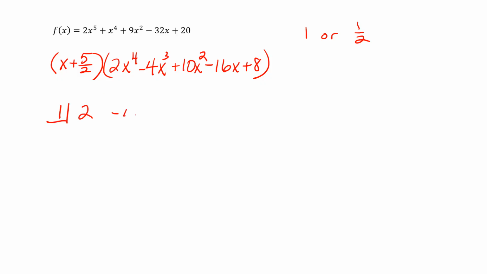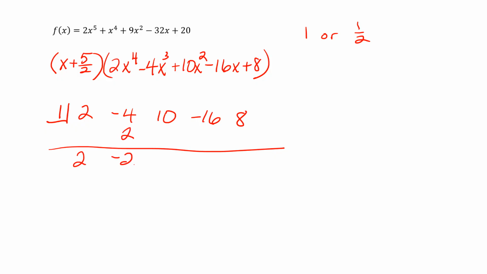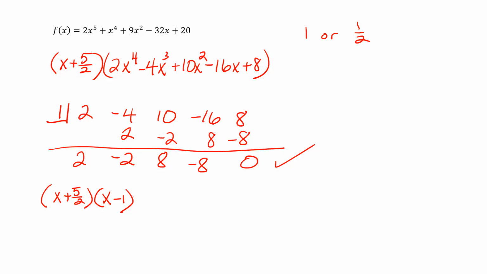We've got 2, negative 4, 10, negative 16, and 8. So we bring down the 2. 2 times 1 is 2. Negative 2 times 1 is negative 2. 8 times 1 is 8. Negative 8. And we get a 0. So 1 is a 0. So yay. So now we have x plus 5 halves for one factor, x minus 1 for another factor, and then what do we have left over? We have 2x cubed minus 2x squared plus 8x minus 8 for our f of x.